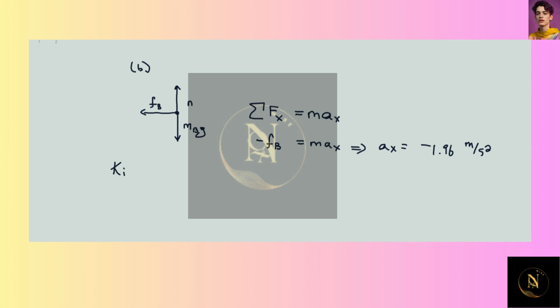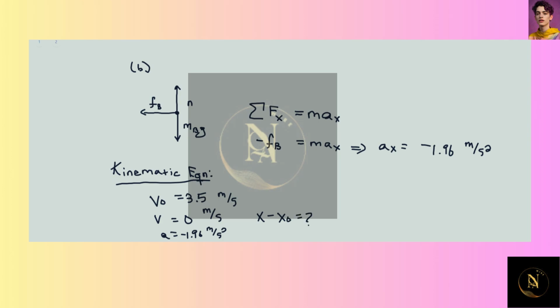So now we can use a kinematic equation. Let's write down our knowns. We know the initial speed is 3.5 meters per second, which is just given in the problem. We know the final speed is at rest, so 0 meters per second. We know the acceleration is negative 1.96 meters per second squared, because that's what we calculated here. And the unknown we want to solve for is the distance traveled.